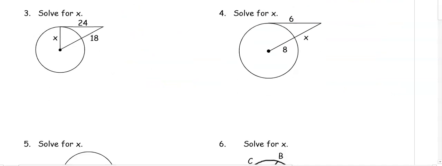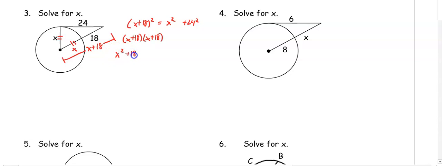Number 3, we want to solve for x. So we know that x is the radius here. So both of these are going to be congruent as x. This whole side is going to combine to become x plus 18. So we get x plus 18 squared in parentheses equals x squared plus 24 squared. Remember that x plus 18 squared in parentheses does not distribute the squared. It means x plus 18 times x plus 18.